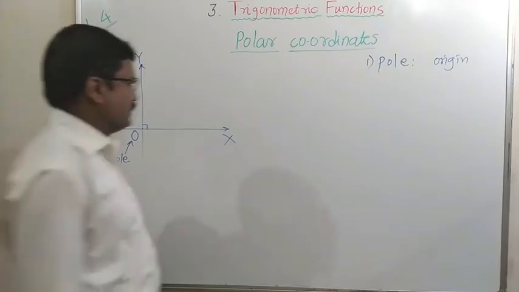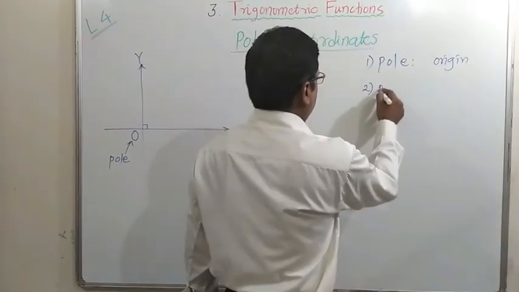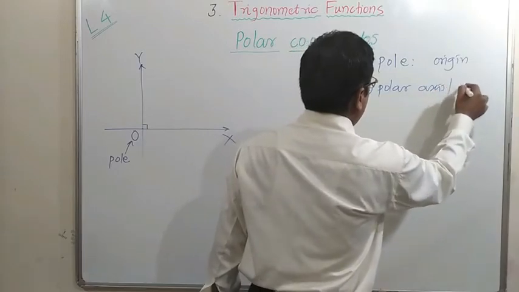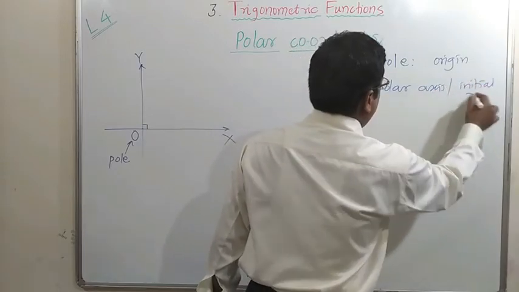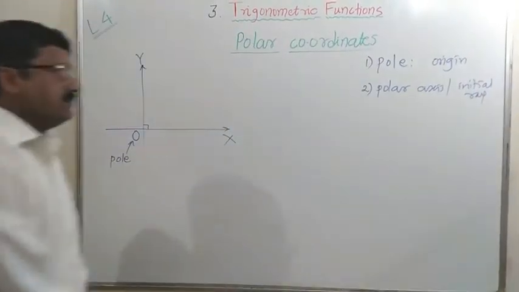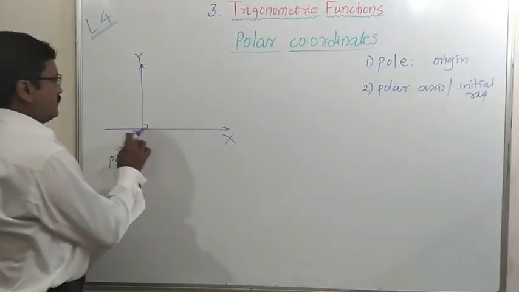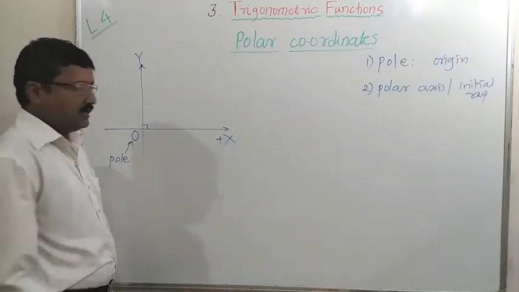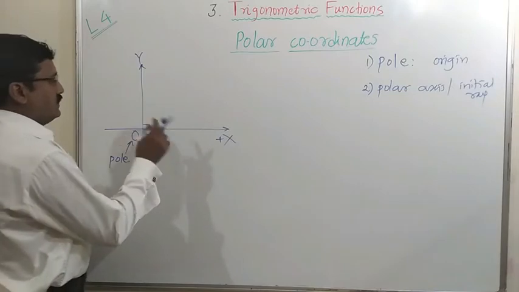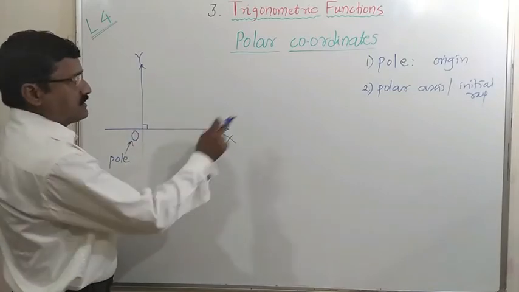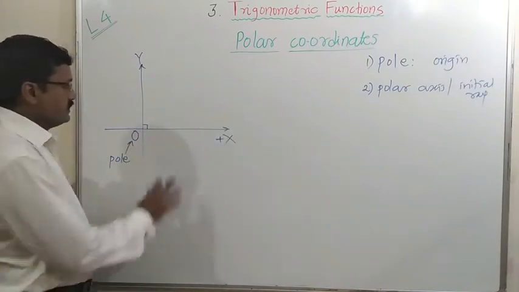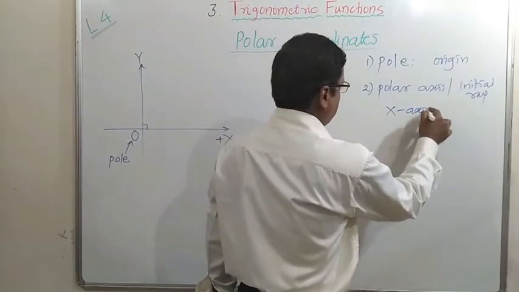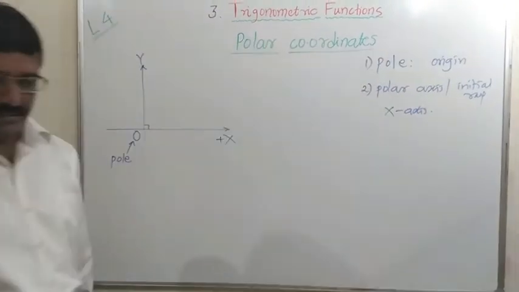The next is polar axis or initial ray. Obviously, in the Cartesian system, the positive x-axis is our initial ray in case of positive angle. So here, ray OX is called the polar axis of this system. So the polar axis is nothing but our x-axis.